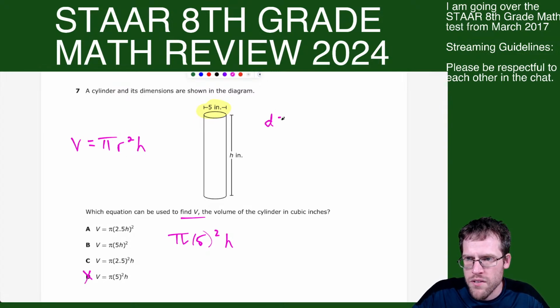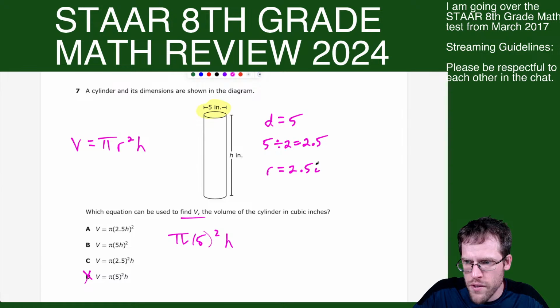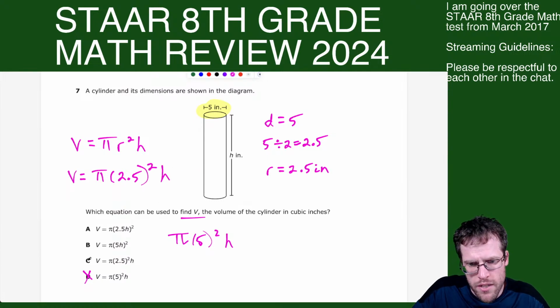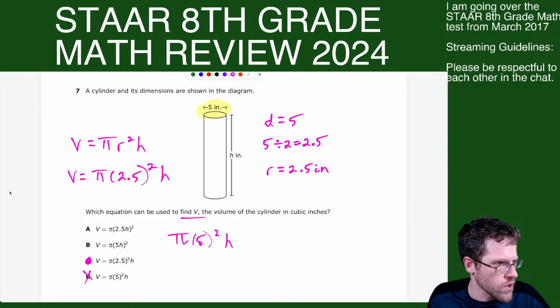The diameter is 5. So if we divide 5 by 2, this tells us our radius is 2.5. Okay, so the radius would be half the length of the diameter. And that's what we're going to plug in. The volume is pi times the radius, 2.5, and we're going to leave the units out because all of the answers left the units out, squared and then times h. So it's actually going to be choice C here. Okay, choice C is our answer to 7. Cool. All right.